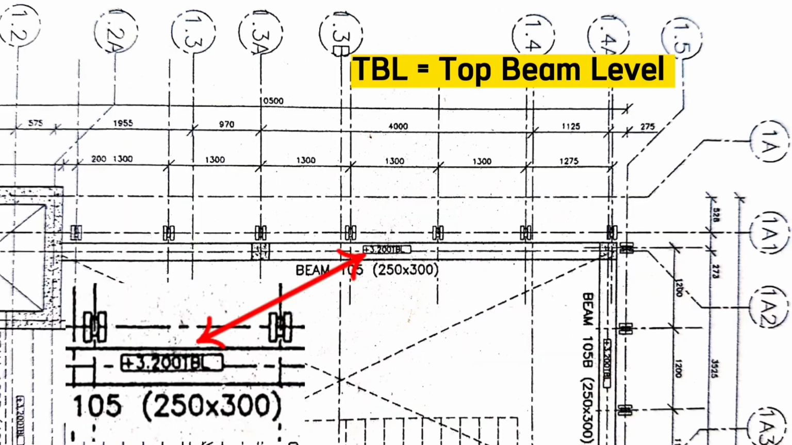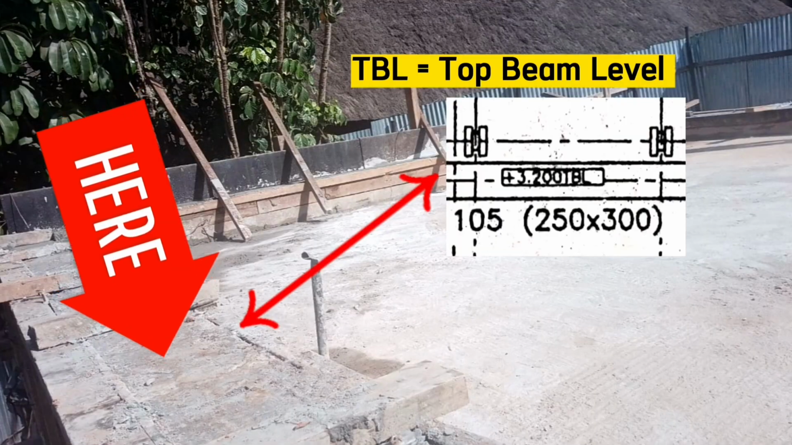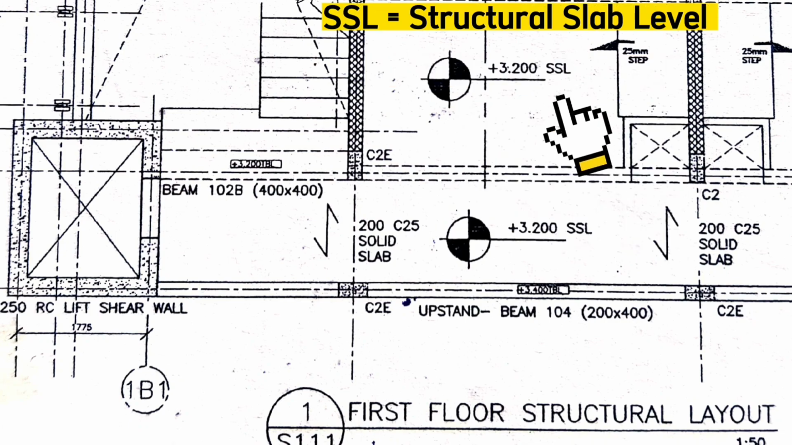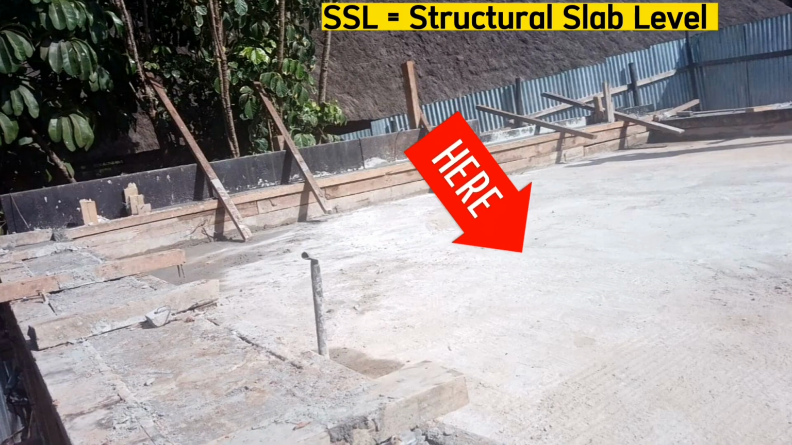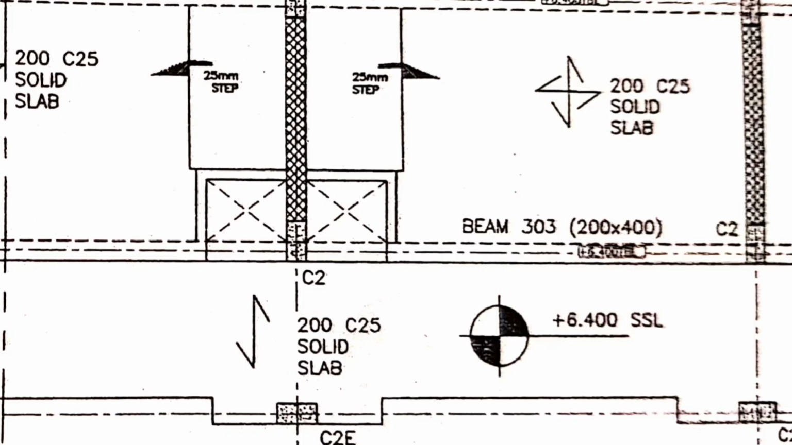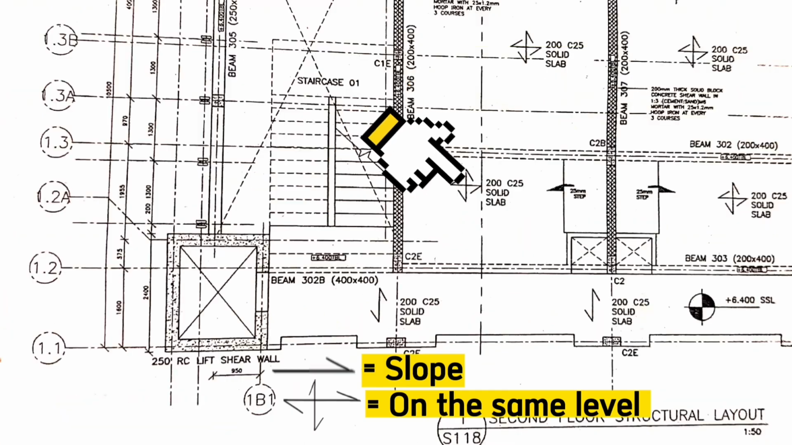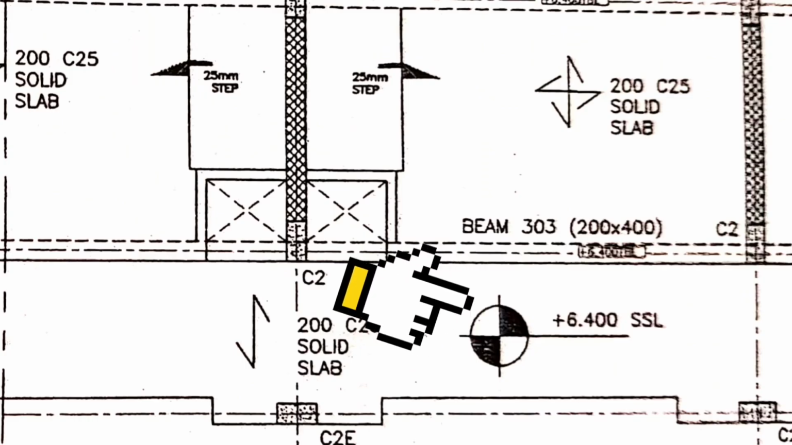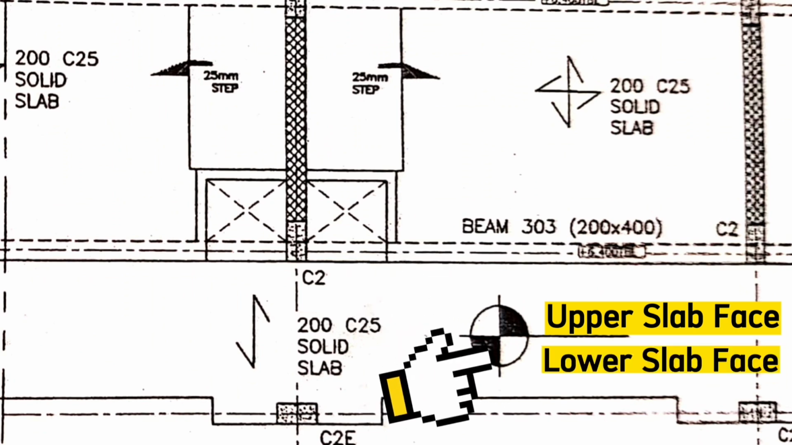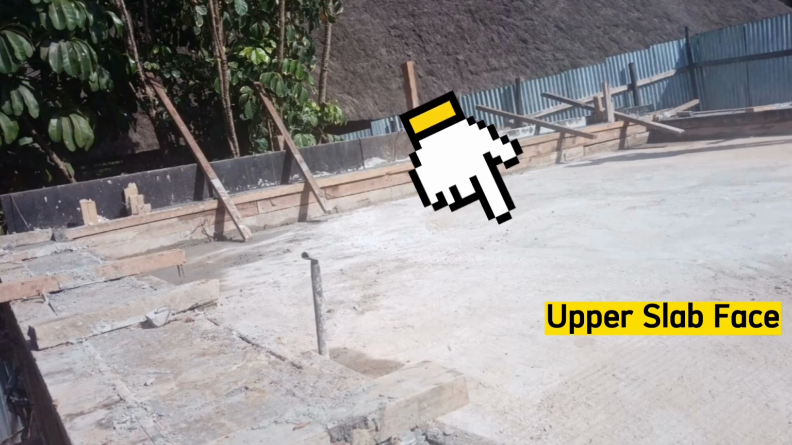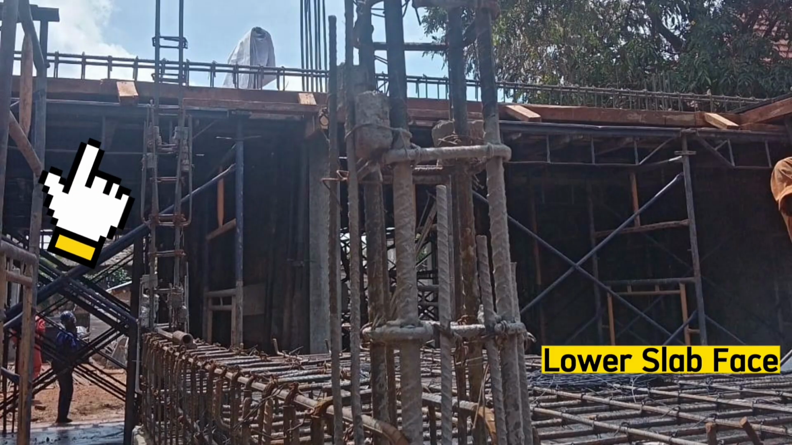This means the top beam level at this level here. This means the structure slab level. This is the structure slab level, and this one is also a structure slab level. This means that there is a slope here. Then this symbol means that this area is on the same level. This indicates the upper slab face, and this indicates the lower slab face. For example, here, this is the upper slab face, and this is the lower slab face.